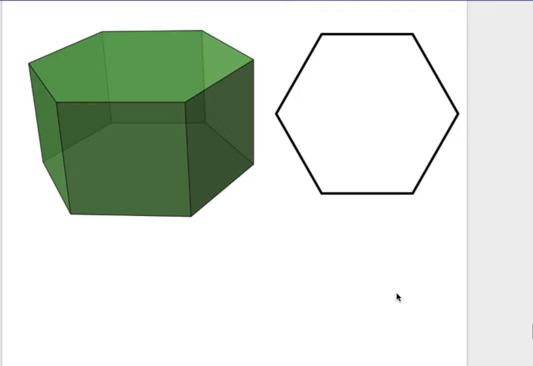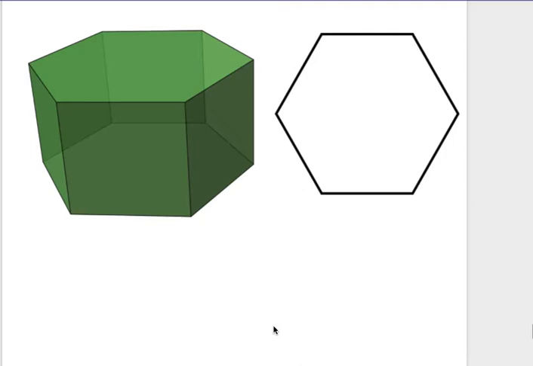Video on finding the surface area of a prism, and in this problem it is a hexagonal prism. So here's a picture of my hexagonal prism, and this is a regular hexagon. Okay, so be clear on that.